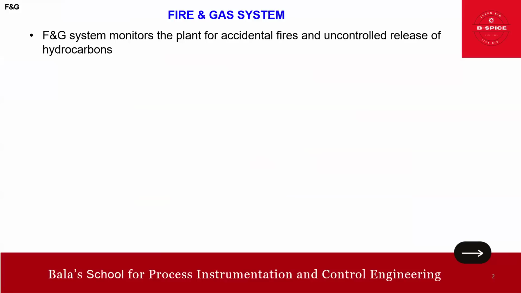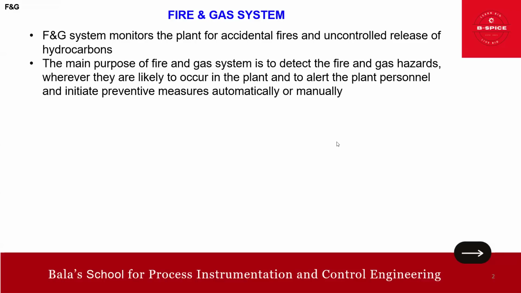As we all know, fire and gas system monitors the plant for accidental fires and uncontrolled release of hydrocarbons. Right, friends? It monitors the plant for accidental fires and uncontrolled release of hydrocarbons, predominantly in petrochemical and refinery establishments. So the main purpose of fire and gas system is to detect the fire and gas hazards wherever they are likely to occur in a plant and to alert the plant personnel and initiate preventive measures automatically or manually. So the main purpose is to detect the fire and gas hazards.